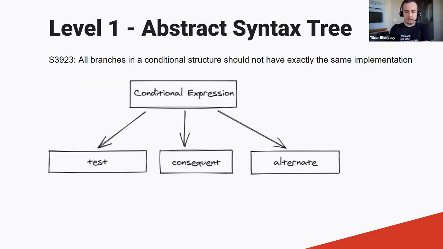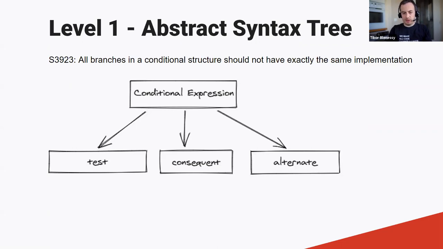First of all, what this rule does is take the consequent and alternate branches and compare if they are identical. However, this comparison is a bit smarter because it ignores white space and some minor syntactical details like parentheses. That's why we are talking about an abstract syntax tree. This is the abstraction: we abstract from the white space and from some syntactic details.